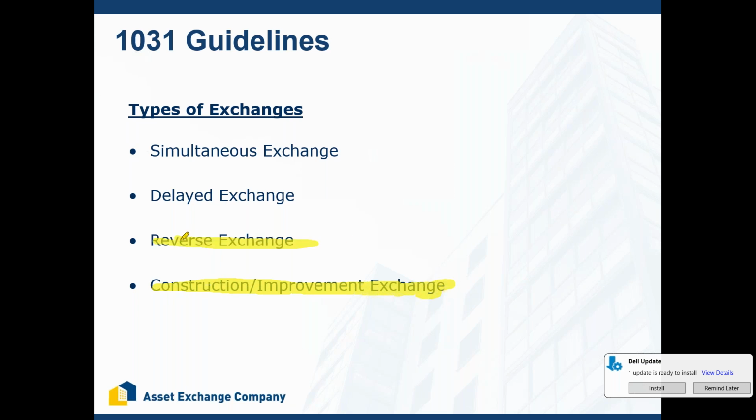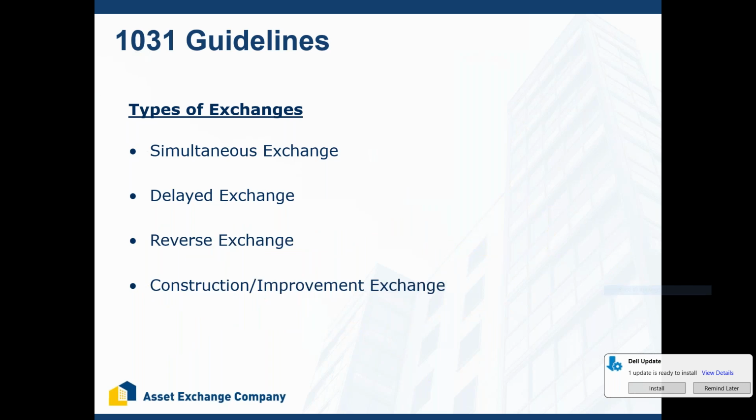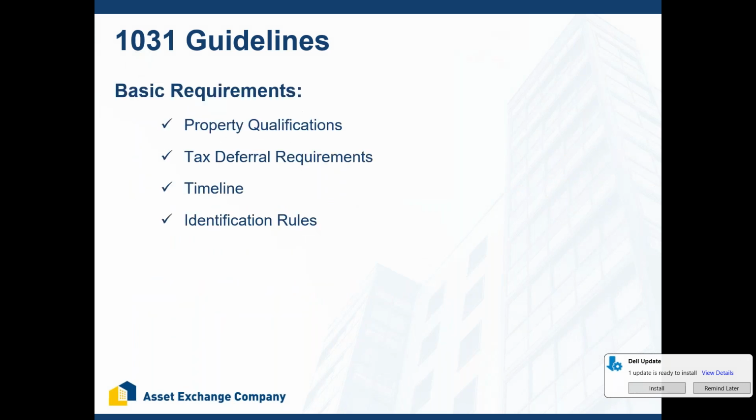So these two types of exchanges, they're complex, they're expensive, and literally they only work for a very small percentage of our clients. So chances are you could do 30 or 40 years' worth of real estate transactions and never do a reverse or a construction exchange. All right, but I do want to let you know that they are possible, and a lot of people ask about them. So we do cover them really quickly in our 1031 exchange basics class. But today we're going to spend most of our time talking about the most common type of exchange, which is a delayed exchange. All right, so let's go ahead and jump into it.